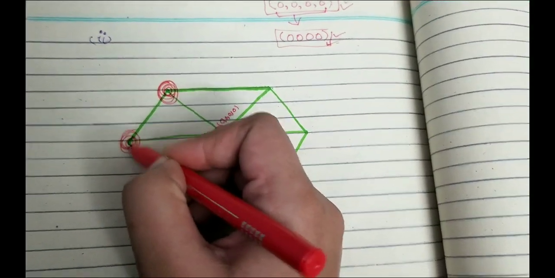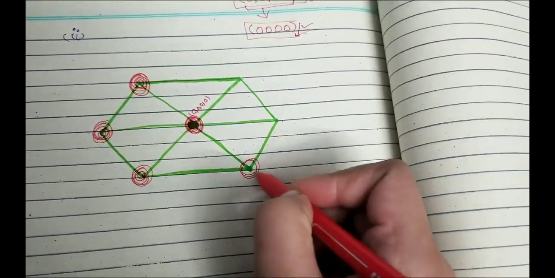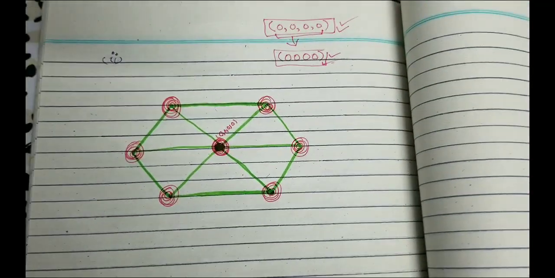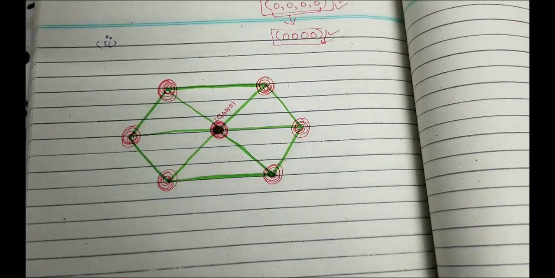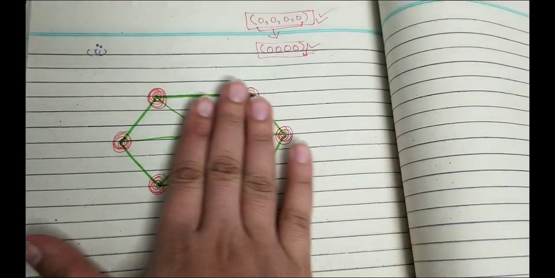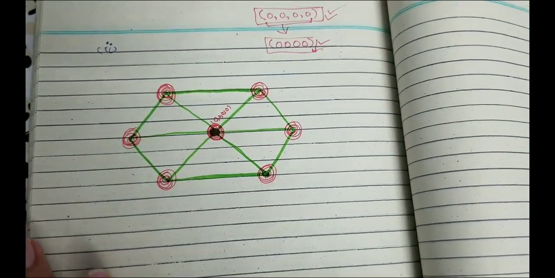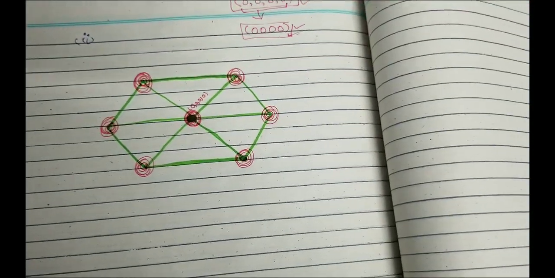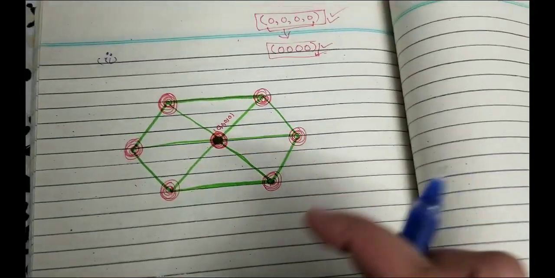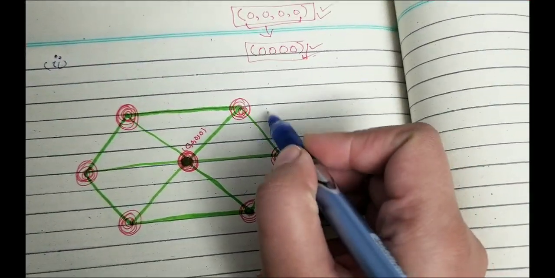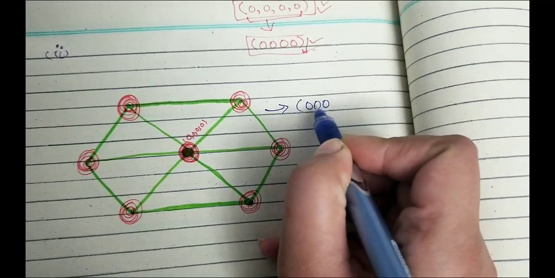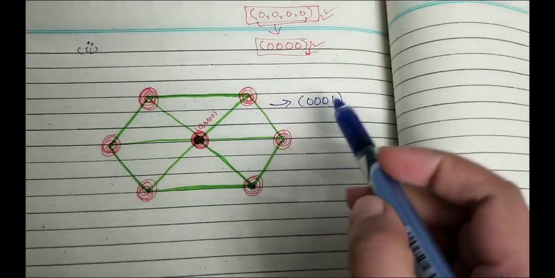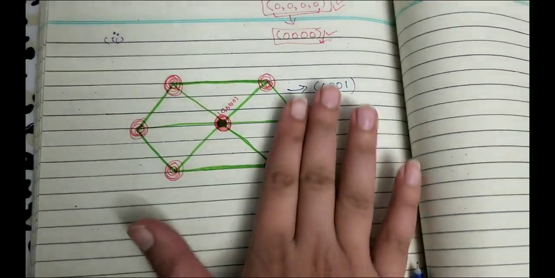I am writing here the coordinates, and atoms are located at each of the corners of the unit cell. These are the atoms on the basal plane or at the roof plane. Now these atoms correspond to the plane 0001. If we draw the plane 0001, then it will be this one plane.